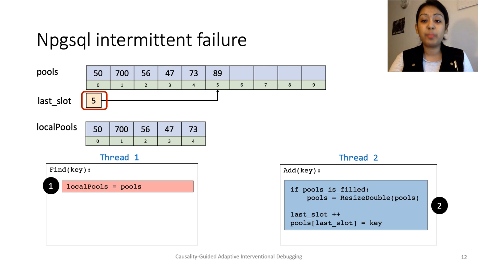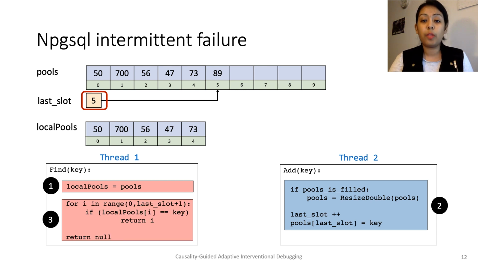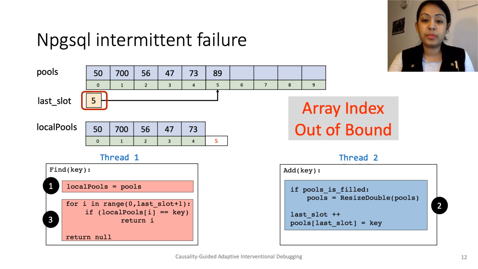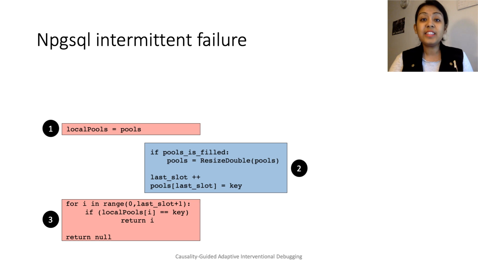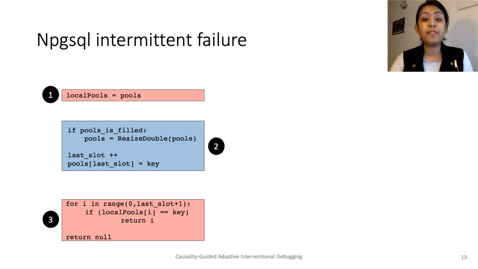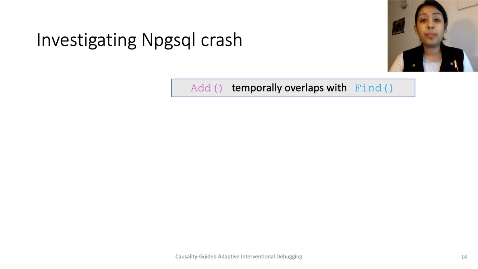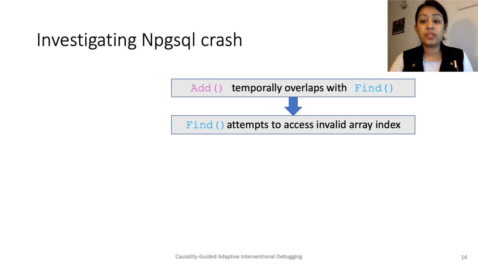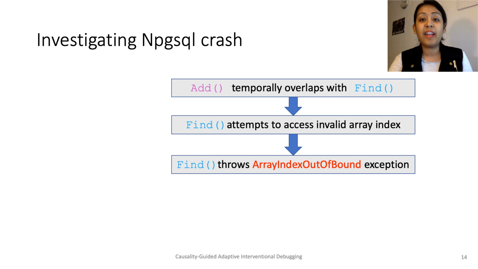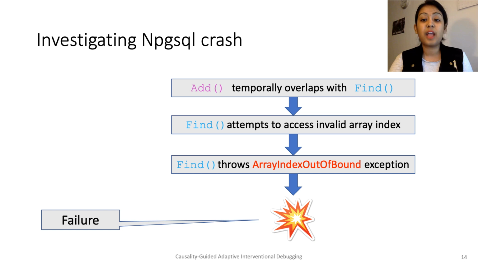Now when find gets back to work, it starts searching local pools. Since last slot is now 5, it will hit index 5 in the local pools. But local pools has no such index. So it will throw an array index out of bound exception and the program will crash. This issue arises only when this specific interleaving happens within the two threads. Specifically, at first, add temporally overlaps with find, which causes find to make an attempt to access an invalid array index. This causes an array index out of bound exception and it finally crashes the program. All of these events cause this failure.